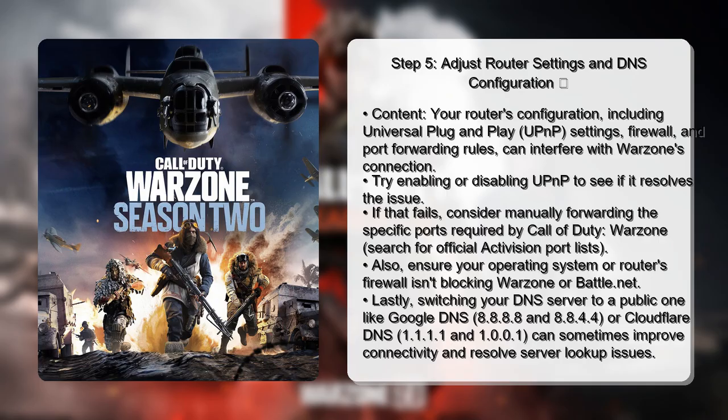Step 5: Adjust router settings and configuration. Check your router's configuration, including Universal Plug and Play (UPnP) settings. Firewall and port forwarding rules can interfere with Warzone's connection, so try enabling or disabling UPnP to see if it resolves the issue. If that fails, consider manually forwarding the specific ports required by Call of Duty Warzone. Search for official Activision port lists. Also ensure your operating system or router's firewall isn't blocking Warzone or Battle.net. Lastly, switching your DNS server to a public one like Google DNS or Cloudflare DNS can sometimes improve connectivity and resolve server lookup issues.